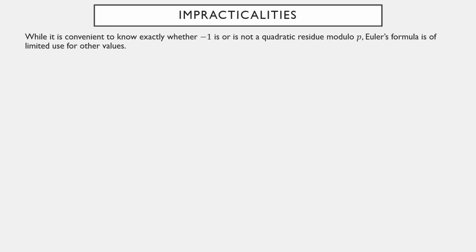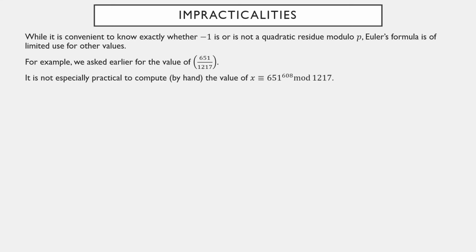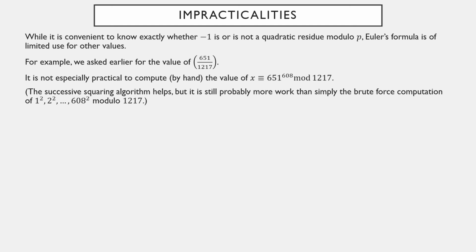Now there are some impracticalities regarding Euler's method. It turned out to be very convenient to check whether negative 1 is a quadratic residue mod p or not. But for other values, it would be very unpleasant. Earlier we asked, is 651 a quadratic residue modulo 1217 or not? It's not especially practical to compute 651 to the 608th power modulo 1217. The successive squaring algorithm helps. It's probably more work, to be honest, to do the successive squaring algorithm than to do brute force. If you're working by hand, you probably just want to brute force this at this point. We're going to learn better ways to do it, however.